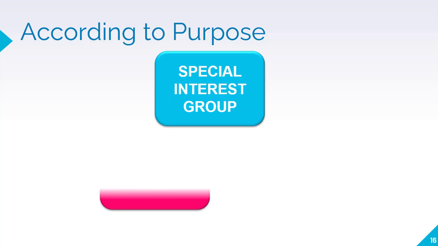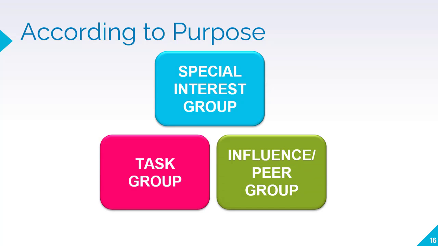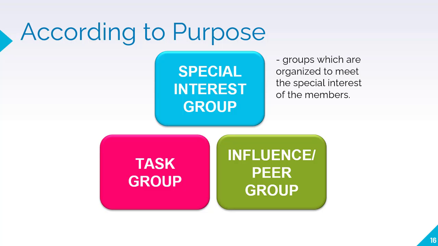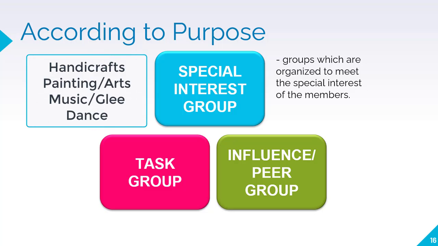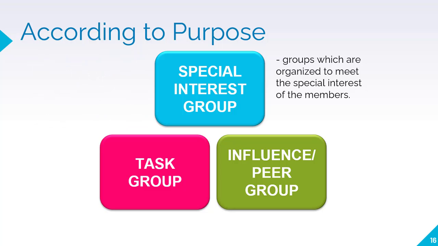Types of social groups according to purpose. Special interest groups, task groups, and influence or peer groups. Special interest group. These are groups which are organized to meet the special interest of the members. For example, there are groups created for specific fields such as the Philippine Society of Information Technology Educators, the Philippine Society of Microbiologists, or the Philippine Institute of Civil Engineers. Clubs such as handicrafts, painting, music, glee or dance clubs. These are only a few examples of special interest groups.